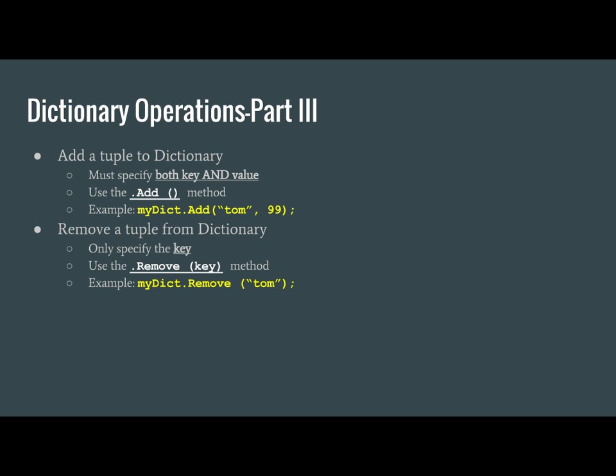And in order to remove a tuple from the dictionary, we just need to remove the key, because all the keys are unique, but their values may be the same. So we just remove the key. We can use the .remove method on my dictionary object. In this case, myDict.remove Tom. It will remove Tom and 99. So this entire entry will be gone.